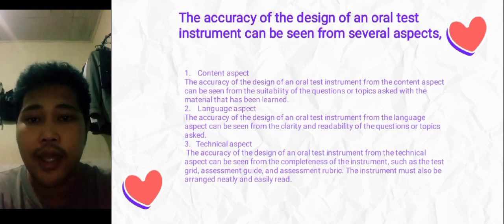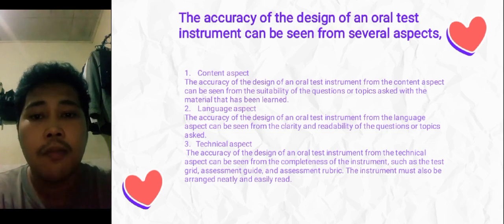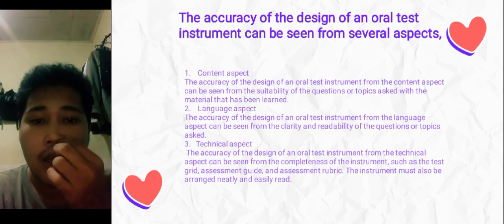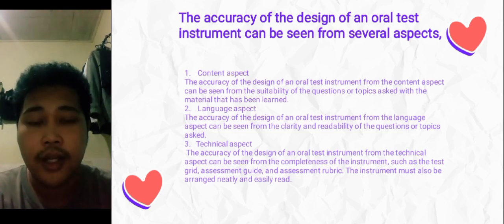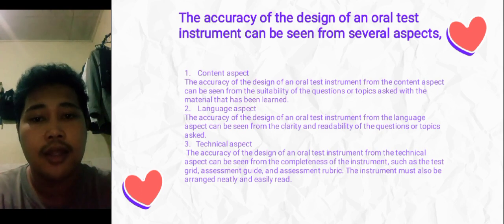And the last aspect is technical aspect. The accuracy of the design of an oral test instrument from the technical aspect can be seen from the completeness of the instrument, such as the test grid, assessment guide, and assessment rubric. The instrument must also be arranged neatly and easily read.